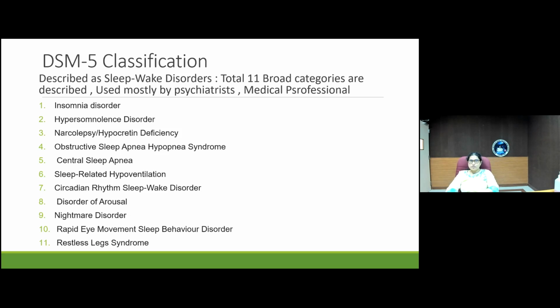So what are these 11 broad categories? First is the insomnia disorders, hypersomnolence disorder or hypersomnia, narcolepsy or hypocretin deficiency disorder, obstructive sleep apnea, central sleep apnea, sleep-related hypoventilation, circadian rhythm sleep-wake disorder, disorders of arousal, nightmare disorders, rapid eye movement sleep behavior disorder, and finally restless leg syndrome.